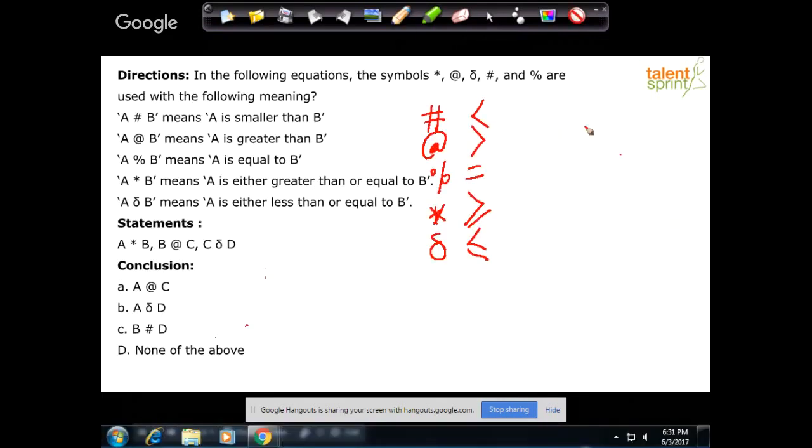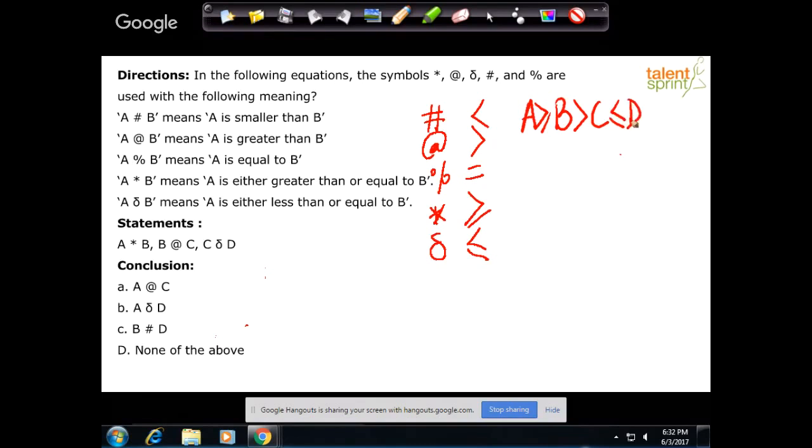Okay. So we have come to the second part of this question. And once again, we have the same symbols. Now we have a new inequality in front of us. The new inequality is A product B. Now, A product B means that A is greater than or equal to B. Next is B at the rate C, which means that B is greater than C. Next is C delta D, which means C is less than or equal to D.